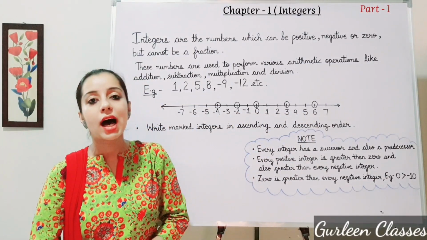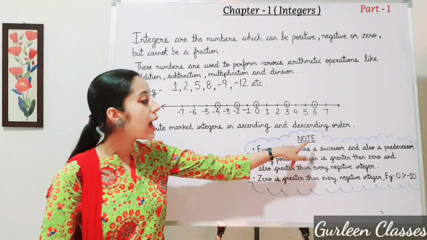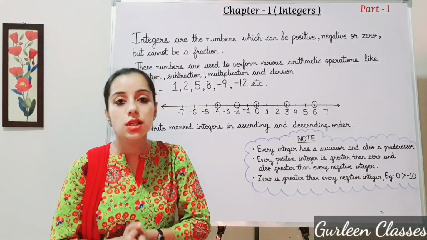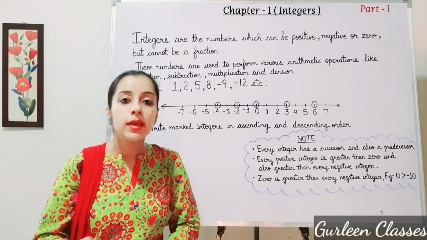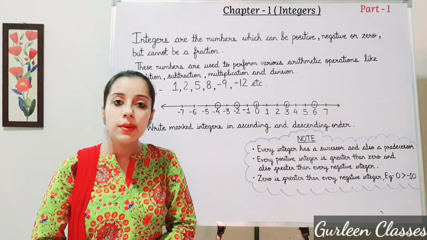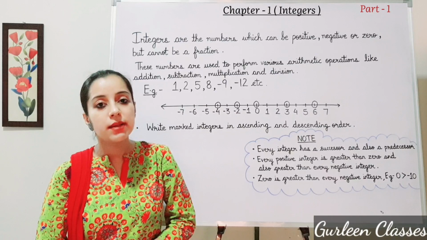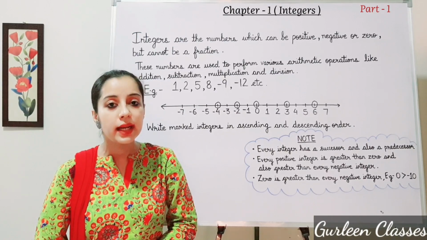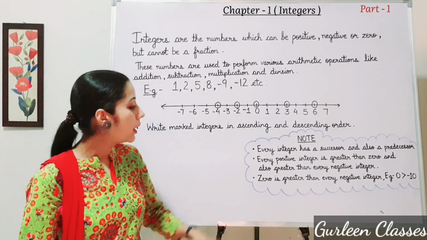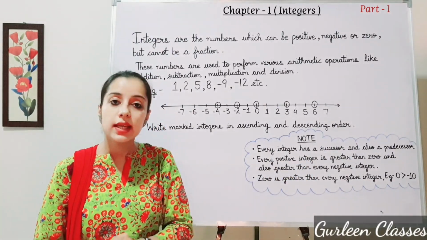So students, you have to note few points. First point, every integer has a successor and also a predecessor. Successor is after. For example, what will be the successor of 9? It will be 10. Predecessor means before. For example, what will be the predecessor of 8? 7.